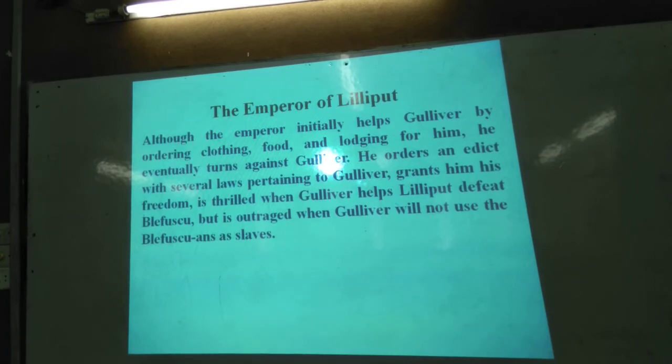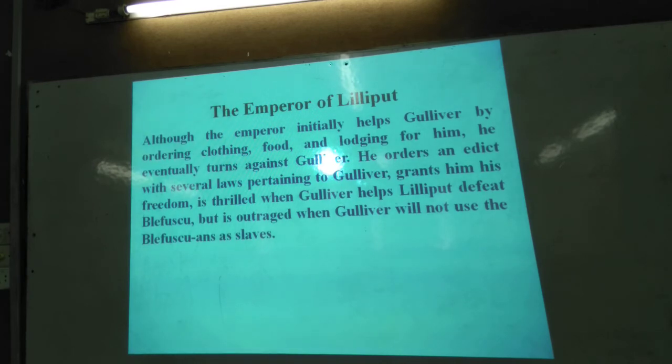The Emperor of Lilliput initially helps Gulliver by ordering clothing, food, and lodging for him. Lodging means a house. He eventually turns against Gulliver. He orders an edict with several laws pertaining to Gulliver, which grants him his freedom. He is enraged when Gulliver helps Lilliput defeat Blefuscu, but will not use the Blefuscudians as slaves.